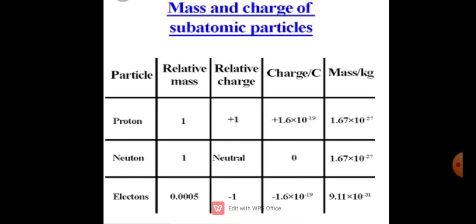Then we discuss the fundamental particles in the form of a table. We have the fundamental particles proton, neutron and electron with relative atomic masses: proton 1, neutron 1 and electron 0.005.